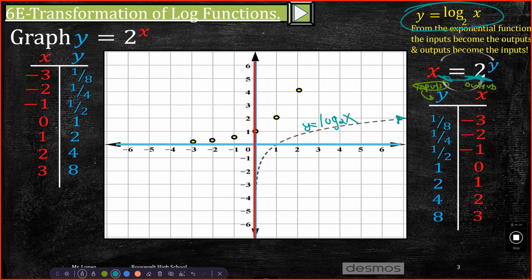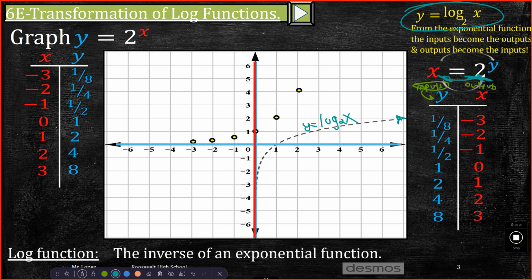So how does it go? You switch the inputs with the outputs and then rewrite it in log form. A log function is the inverse of an exponential. And you say, well, how does that help me solve the warm-up? We'll do it in a minute. I'll show you how. It's actually the calculator that does all the work.